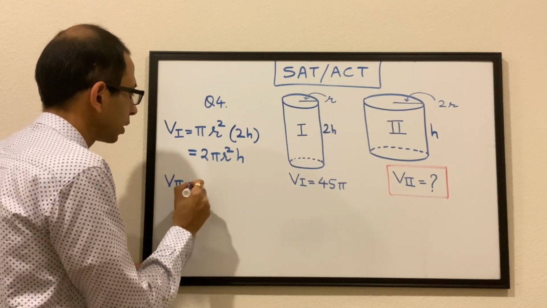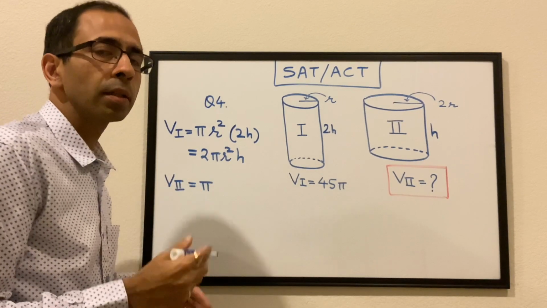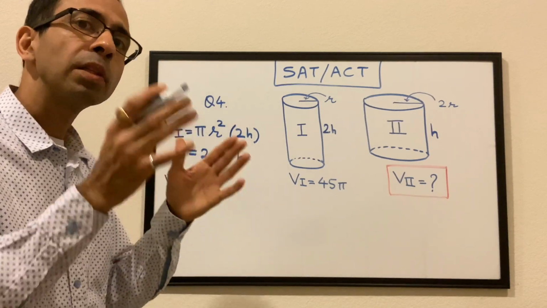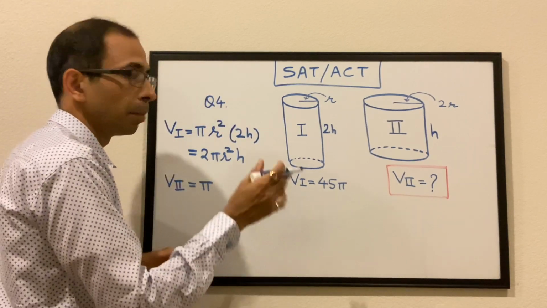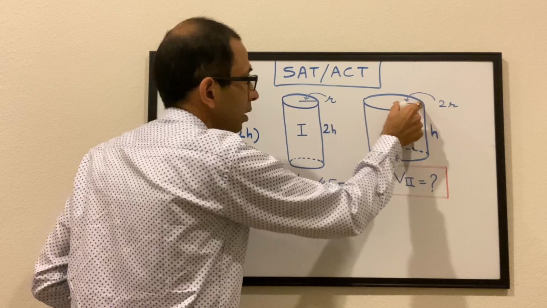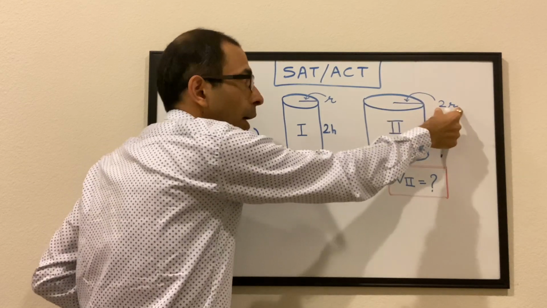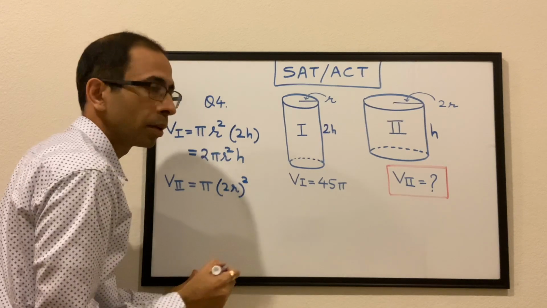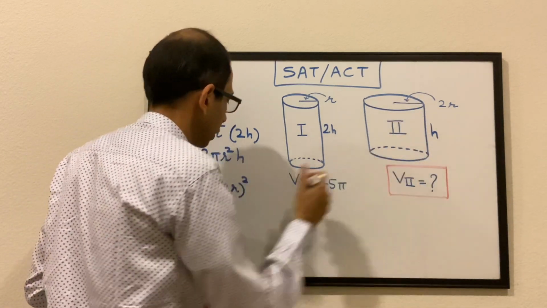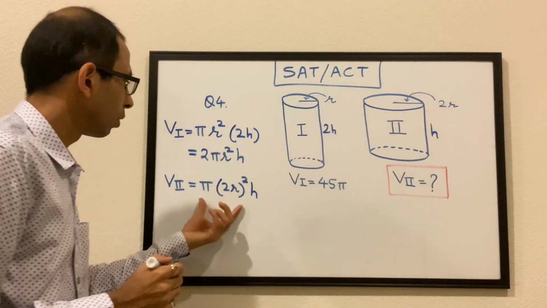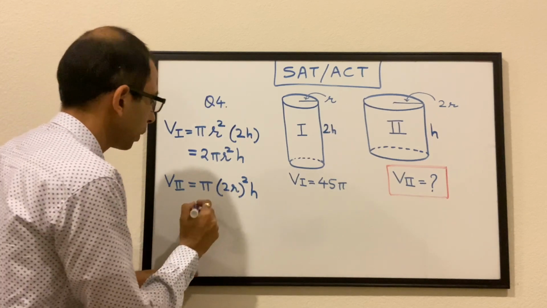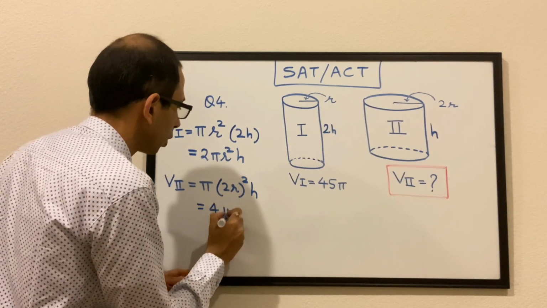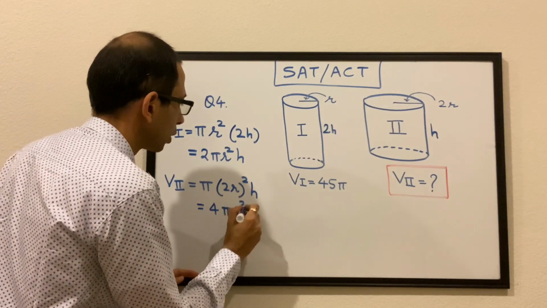Now let's write the volume of the second cylinder. The volume of the second cylinder will again be pi times r square, where r is the radius of the base of the second cylinder. The radius itself is given as 2r, so it will be (2r) whole square times height, and the height is h. So this will be the volume of the second cylinder. We can expand this to get 4 pi r square h, correct?